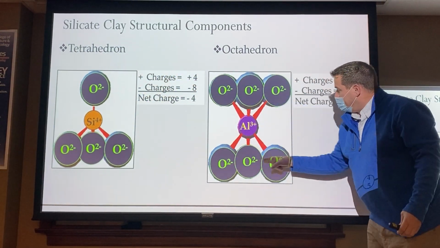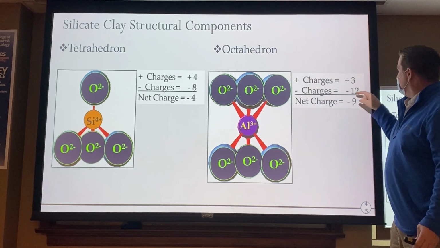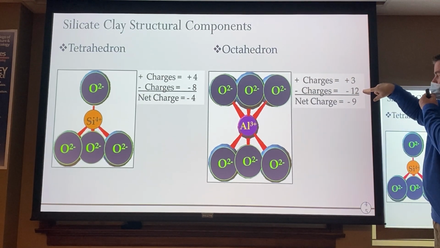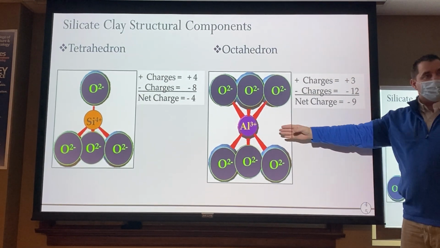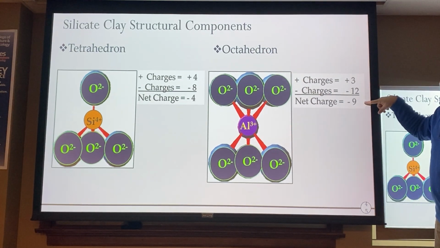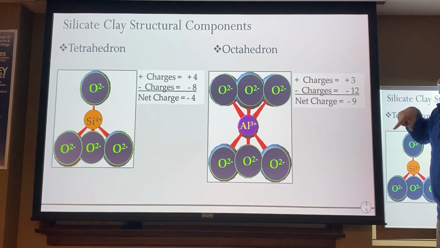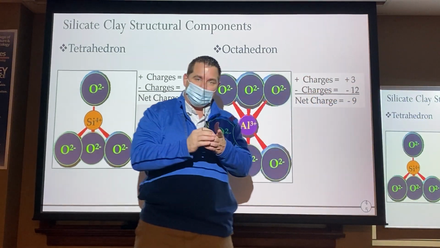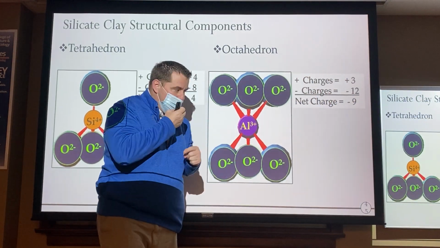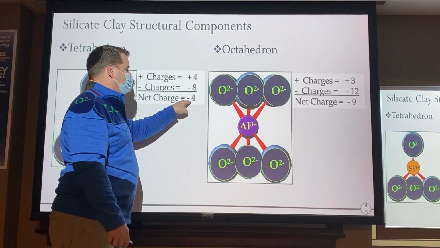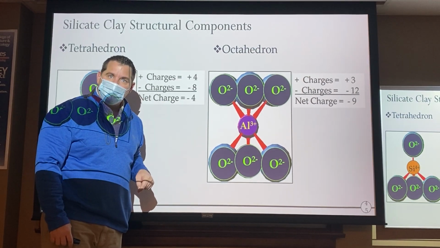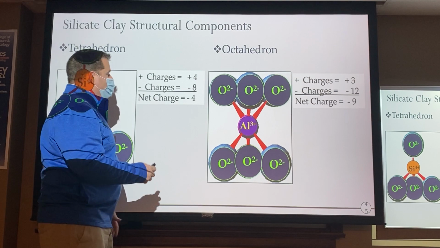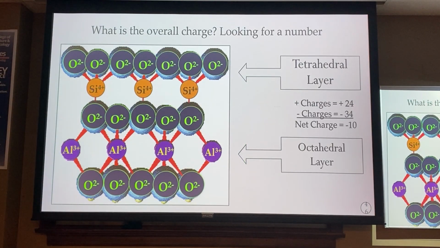Then for our octahedron, we have 6 oxygens, so our negative charges are 12, and aluminum 3+, so our overall net charge is -9. And so if this were stacked right on top of each other like a 1-to-1, the net charge of this would be -13. Okay.